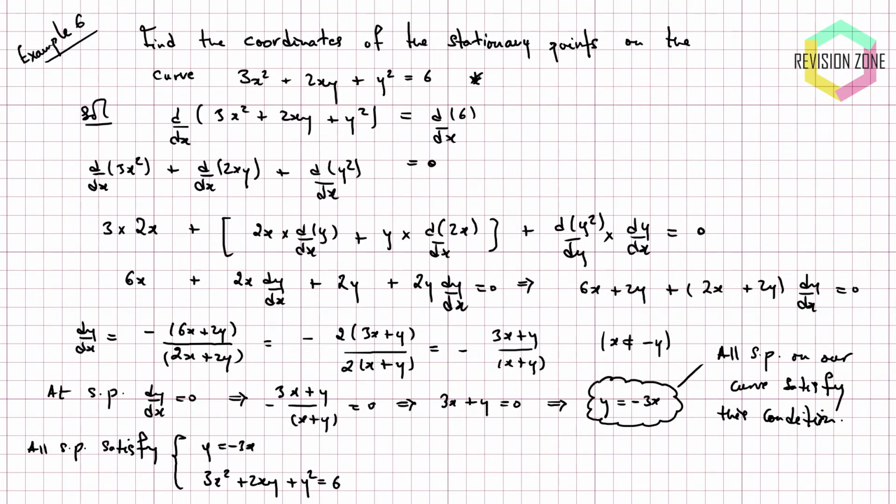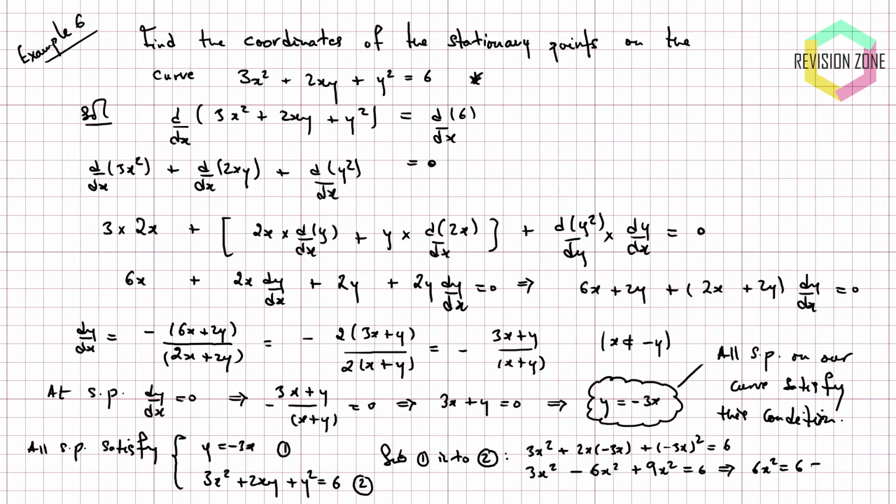I can literally stick equation 1 into equation 2. So we say sub 1 into 2, and we get 3x squared plus 2x multiplied by negative 3x plus negative 3x all squared is equal to 6, which is obviously 3x squared minus 6x squared plus 9x squared equals 6, which is nothing other than saying 6x squared is equal to 6, which obviously can be solved to say x is plus or minus 1, right?